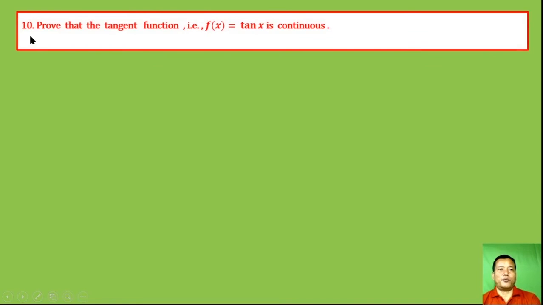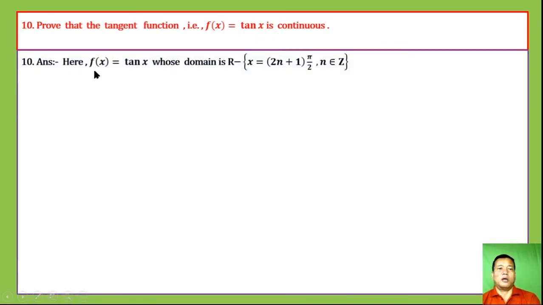Question number 10. Prove that the tangent function, that is f of x equal to tan x, is continuous. f of x equal to tan x whose domain is R minus x equal to twice n plus 1 times pi by 2, n belongs to z.